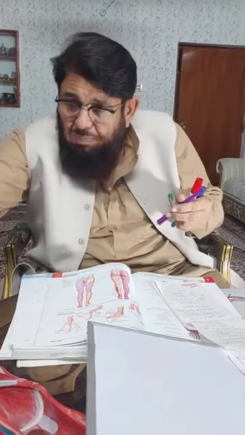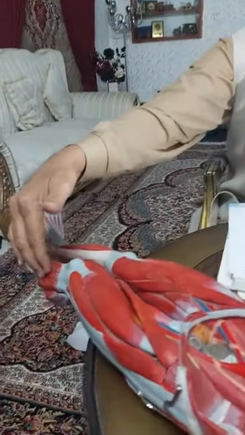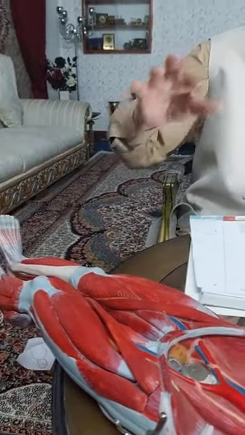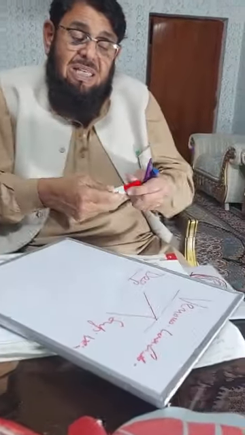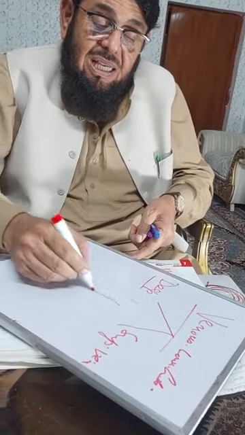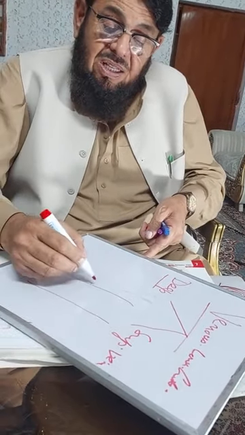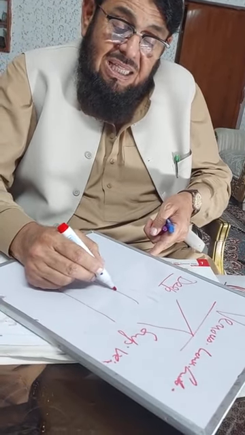These superficial veins also have valves, and these valves are more in the distal part of the veins, or in the lower part of the veins. The valves are more, and the important point is that the valves are unidirectional. Look, let me say, if this is the valve, it is like that.